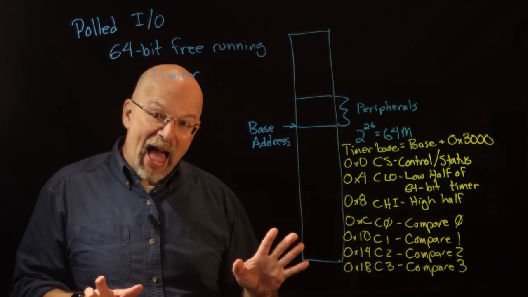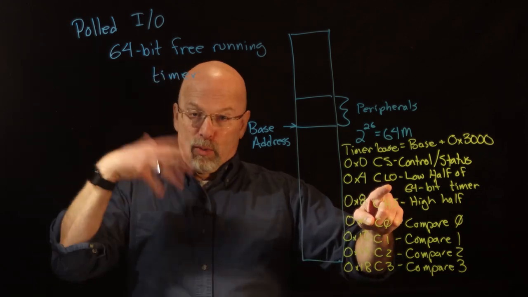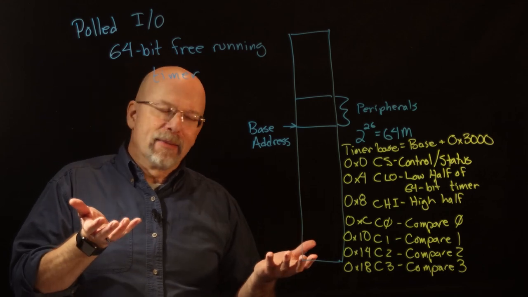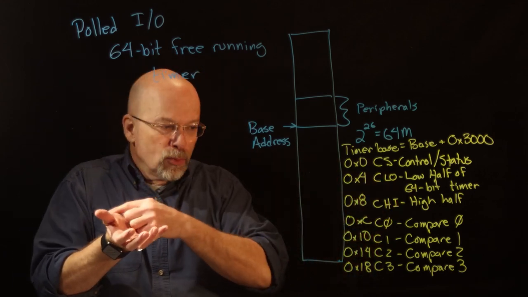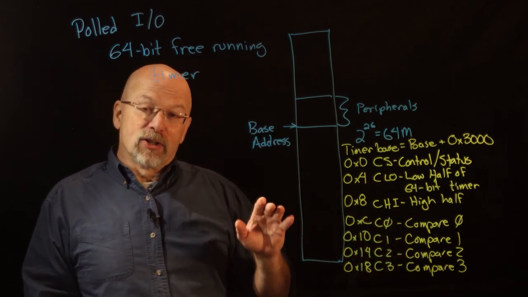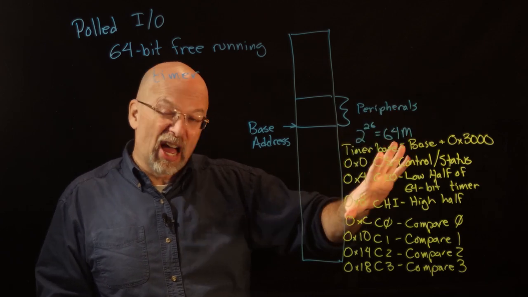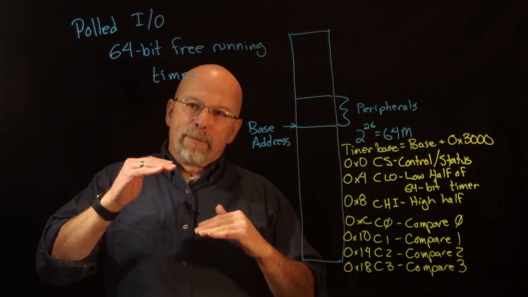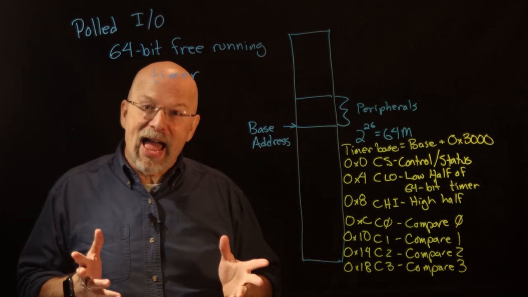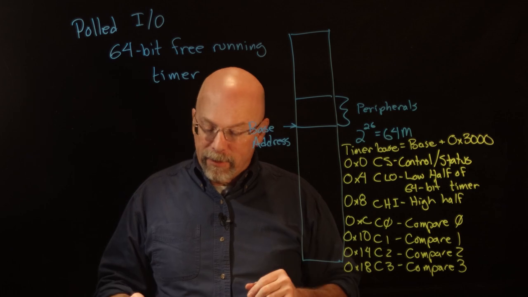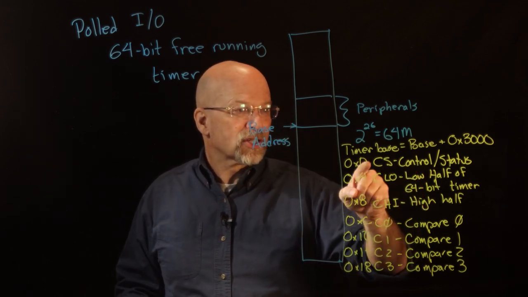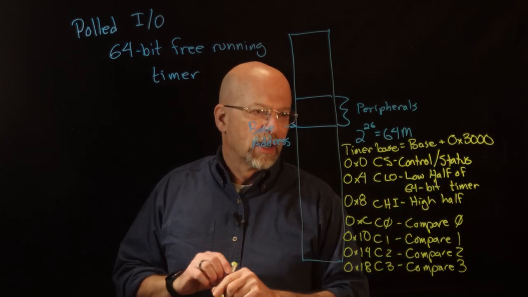Now what you do with that is you take CLO, you read it. You add the 1 million to give you a second, right? You add 1 million to the value you read, and then you store it in one of these registers. And the processor, or actually the hardware, the peripheral itself, just simply compares. And when the two of them are equal, it sets what we call a flag to say, yep, it's equal. Now, the flags are contained in the CS control status register.